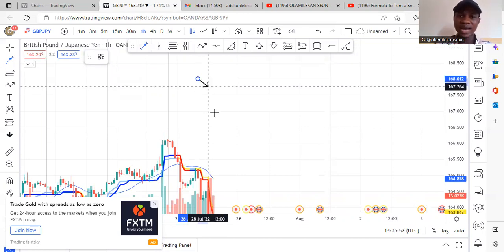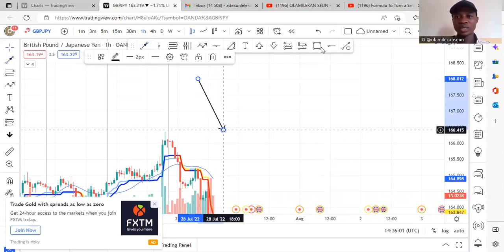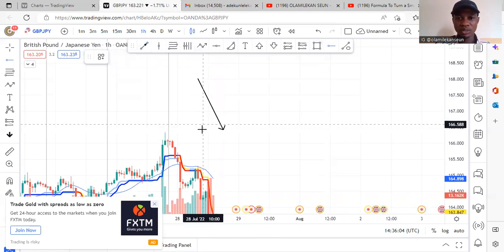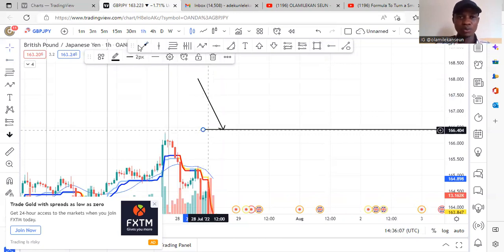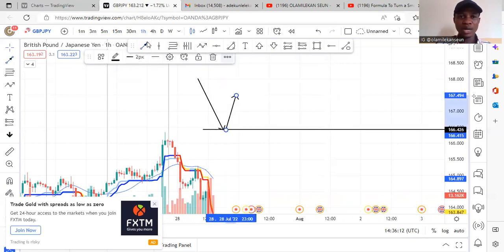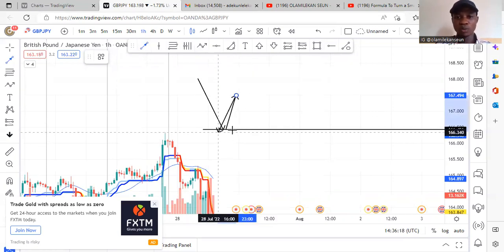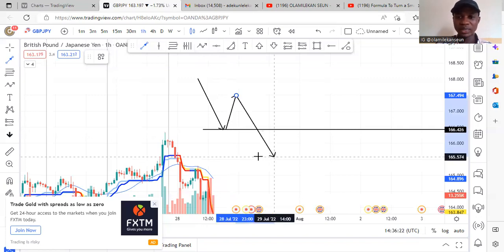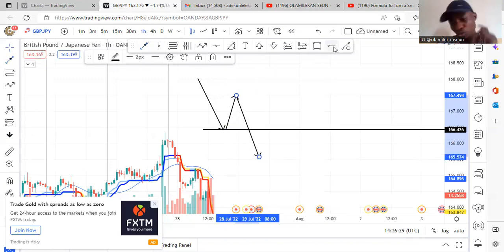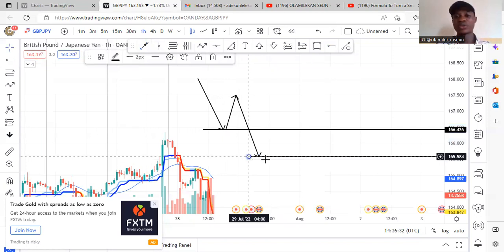So how you can easily identify it is that the market is coming down, got to this point, and created a support. The market creates a support at this point and then goes back up. The market goes back up and then comes back down to break this previous support, and then goes all the way down to this point. At this point also, you should know that something is about to happen, because this is another support.